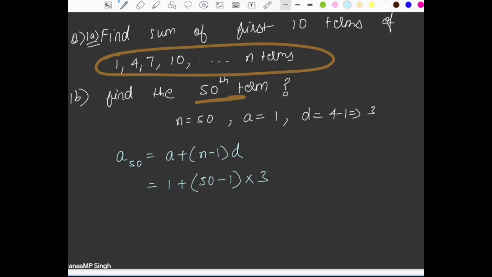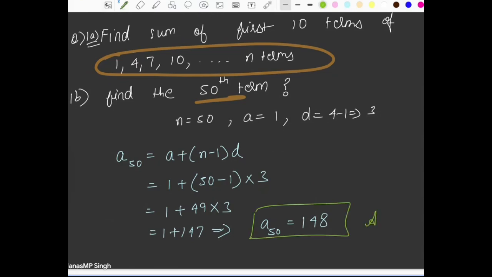That's it, as easy as that. Remember BIDMAS for the calculation. So 49 times 3 plus 1. Bracket first, then multiplication. What is 49 times 3? Actually, 50 times 3 is easier: 150 minus 3, 147. So 1 plus 147 gives you 148, hence the 50th term is 148. Easy. Thanks to this formula, we don't have to calculate it manually.